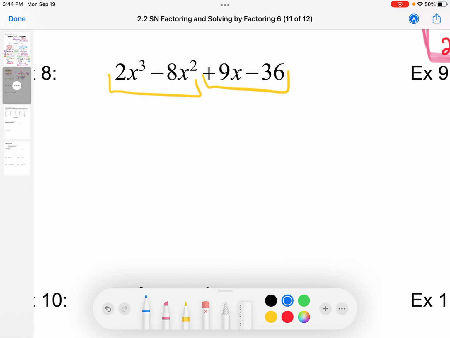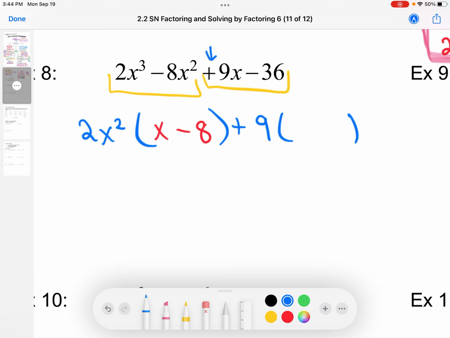So look at the first group, 2x to the third minus 8x squared, greatest common factor of 2x squared. Divide by 2x squared, we get x minus 8. Then bring down that plus sign between the groups. 9x minus 36 has a greatest common factor of 9. There won't be a variable there. Divide by 9, we get x minus 4.